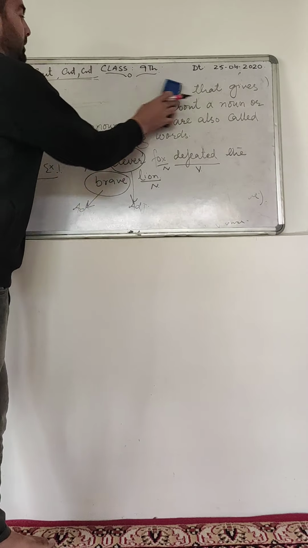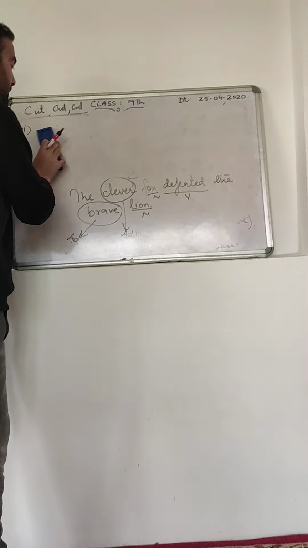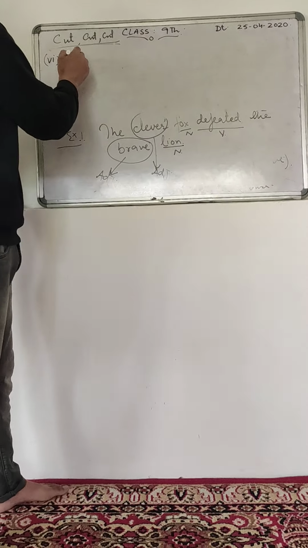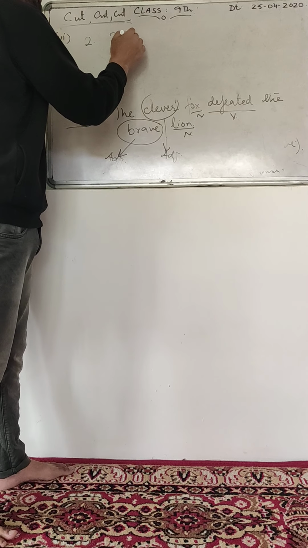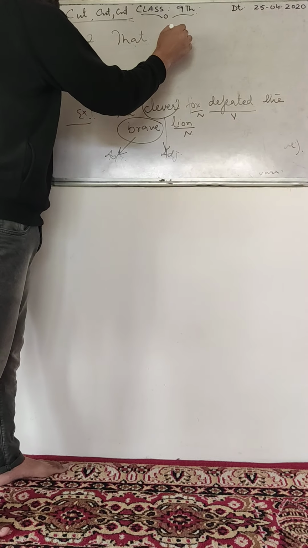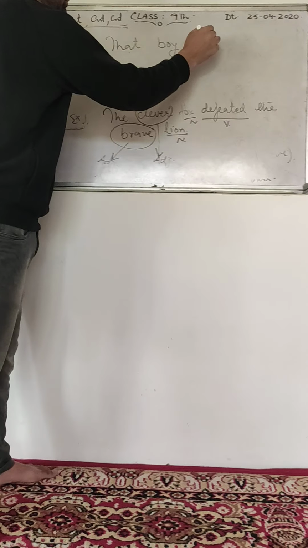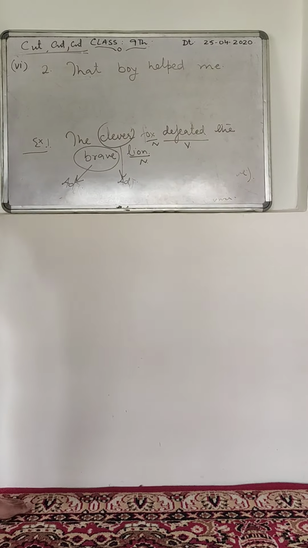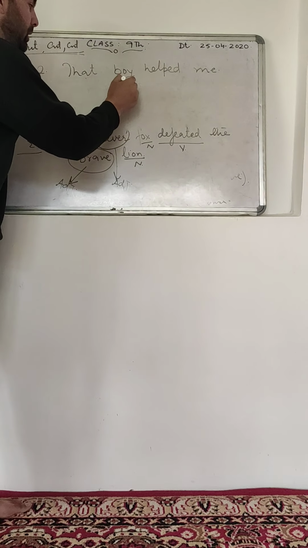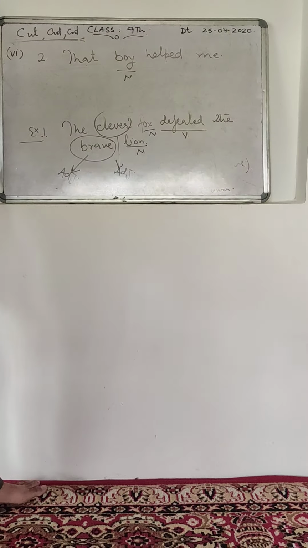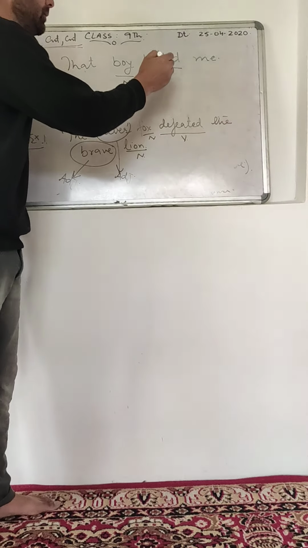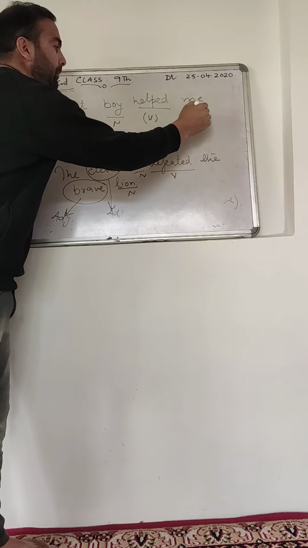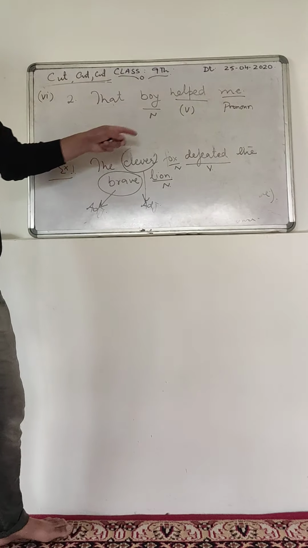We may see some more examples of adjectives. For example, number 2: that boy helped me. So, boy is a noun. Got it? Helped. What is helped? Again, it is in the past form. So, what is it? It's a verb. Me, you call it a pronoun.